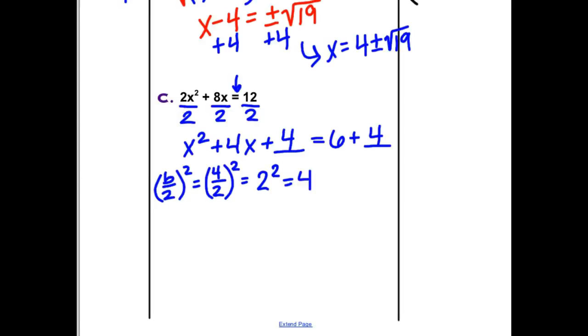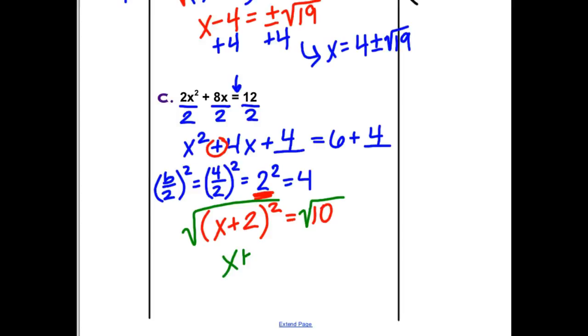When I factor the left side, I know it's plus because my plus is here. And here is my b divided by 2, so I know that it's (x plus 2) squared, because if I did adds to 4, multiplies to 4, that's what we're going to get anyways. And when we clean up the other side, we get 6 plus 4, which is 10. Now we square root both sides, and we get x plus 2 equals plus or minus the square root of 10. Then I'm going to subtract 2 right away since the square root of 10 is ugly. And we get x equals negative 2 plus or minus the square root of 10.